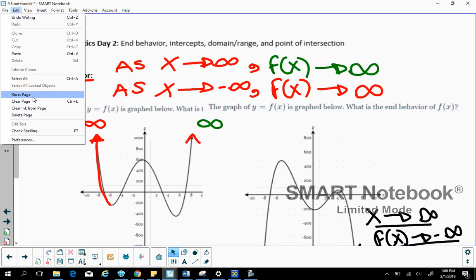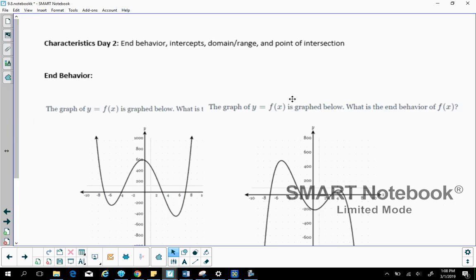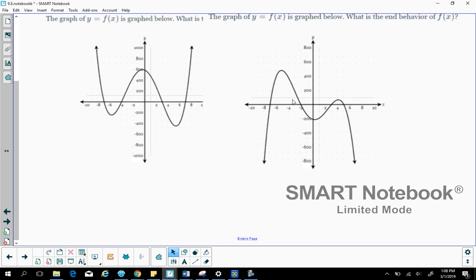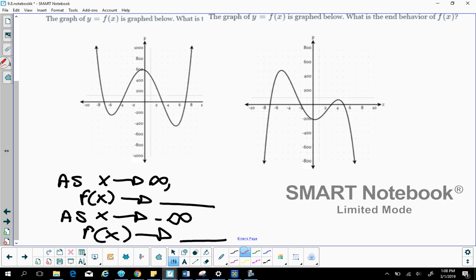So start by labeling. So it says we're doing as x goes this way. Where's the y? On your paper, you're just filling in this. Where did it end up? It ended up going up. You guys should be writing this down on your paper. So you're filling in this. So as x goes towards infinity.